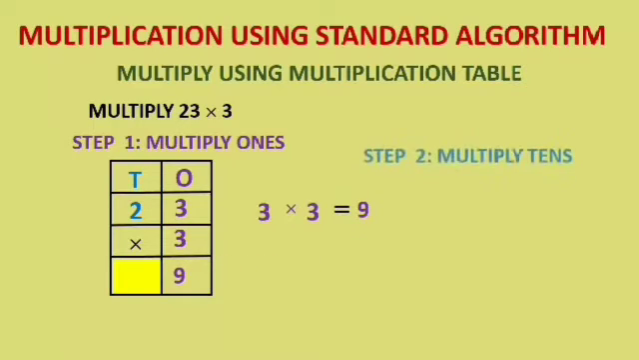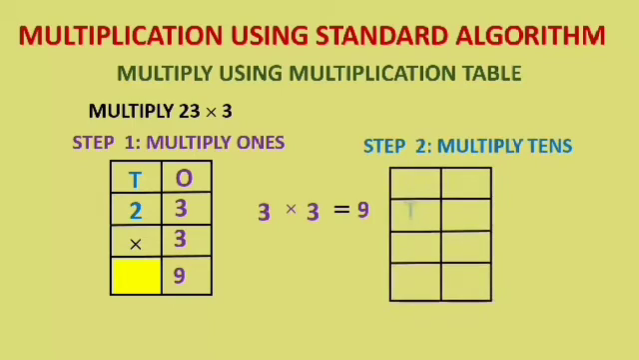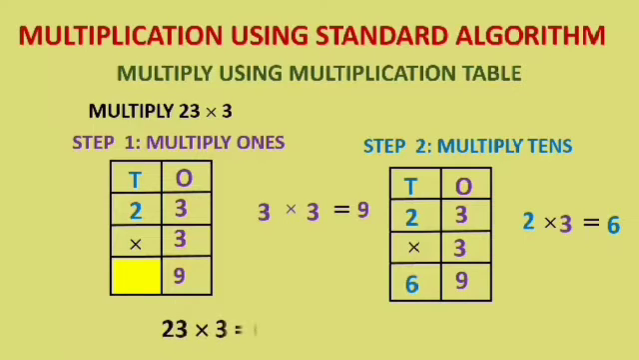Step 2. Multiply tens. Multiply 3 with tens. So 3 2s are 6. Write the product in the tens place. Hence, 23 into 3 is equal to 69.